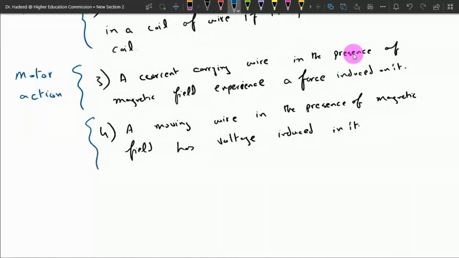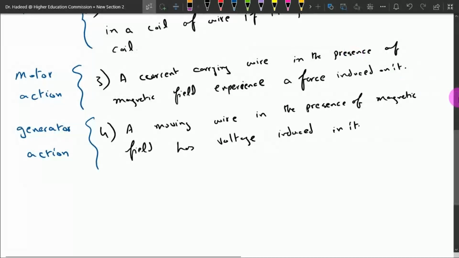Whereas this last part, that a moving wire in the presence of a magnetic field has voltage induced in it, is pertinent to generator action, right? In electrical machines, we only study 3 things.